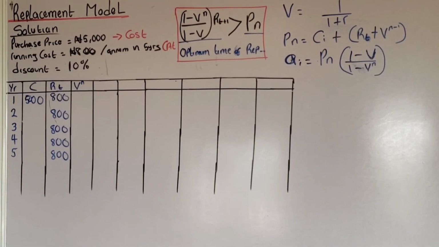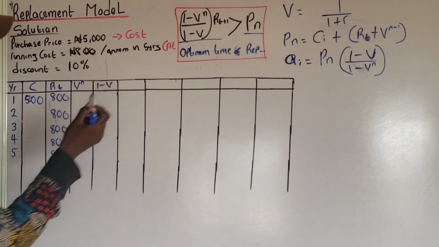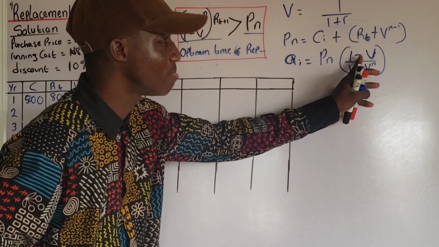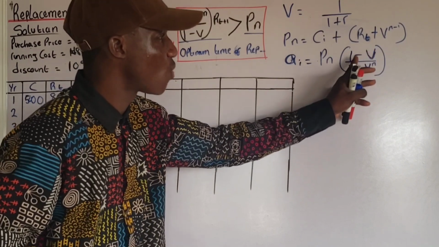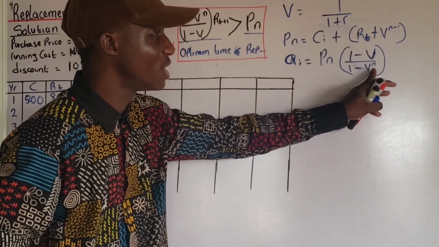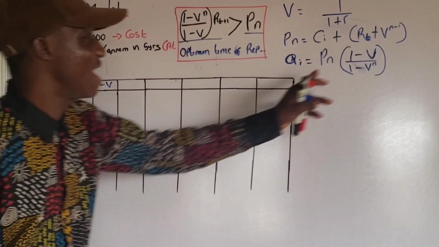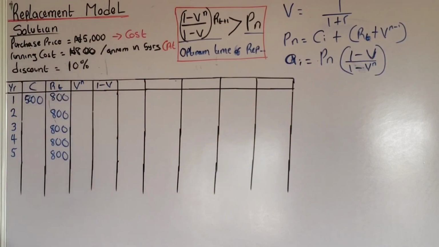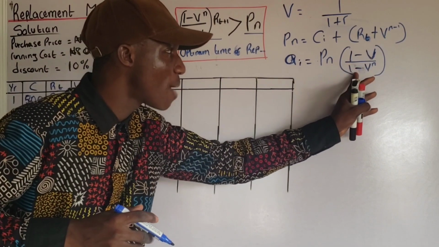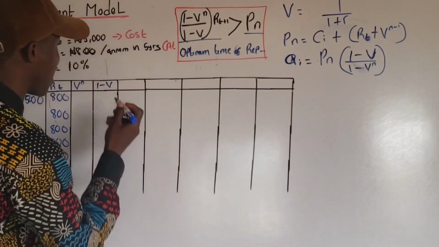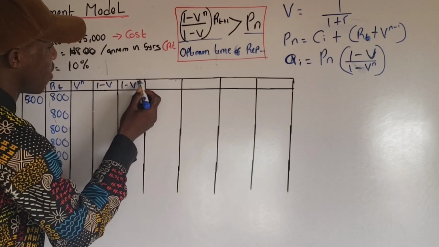Now the next column, I'm going to have 1 minus v. If you look at this, we have 1 minus v, 1 minus v. You see? So I have v raised to the power of n, I've already put it there. I have 1 minus v, I've already put it there. So let's proceed. The next column, we're going to have 1 minus v raised to the power of n. How do I know? Because I have 1 minus v raised to the power of n here. So I'm going to have 1 minus v raised to the power of n.